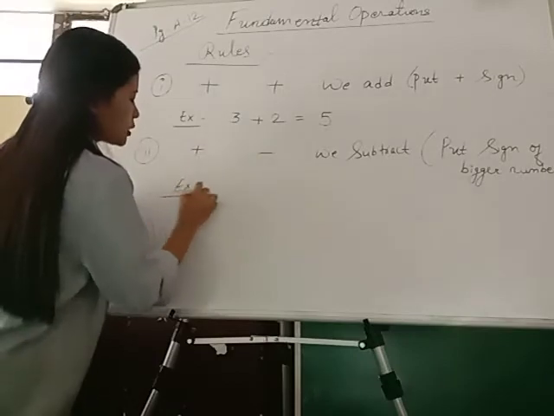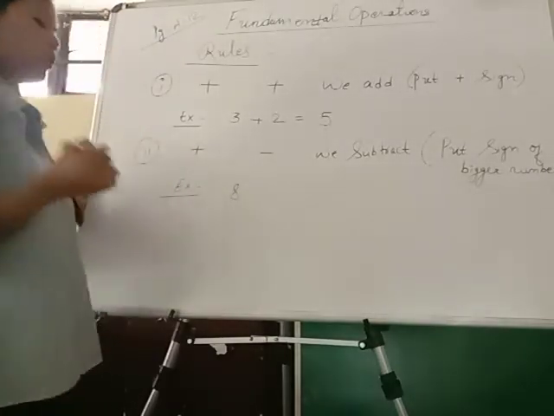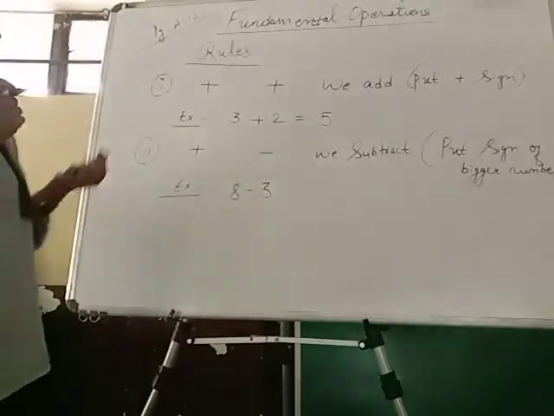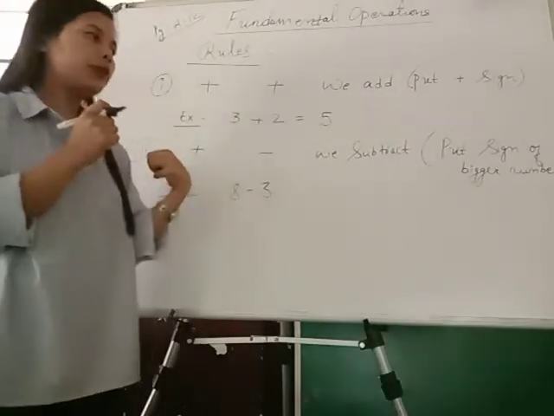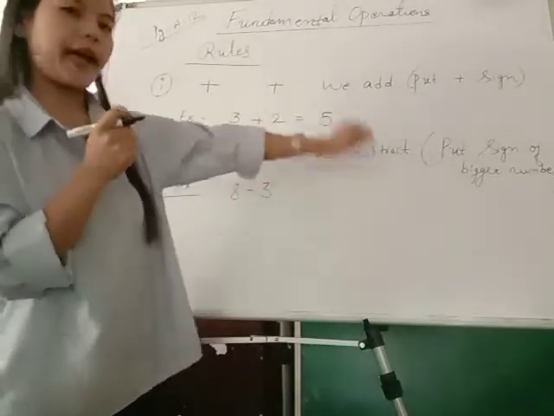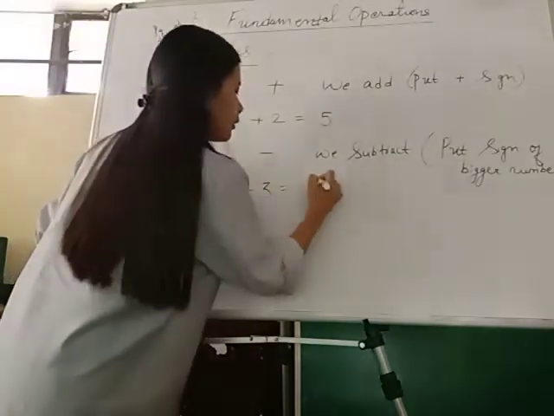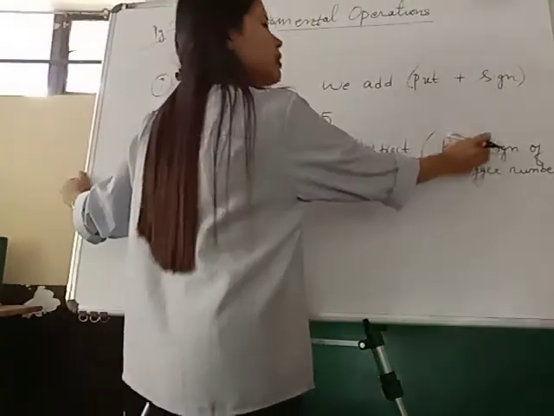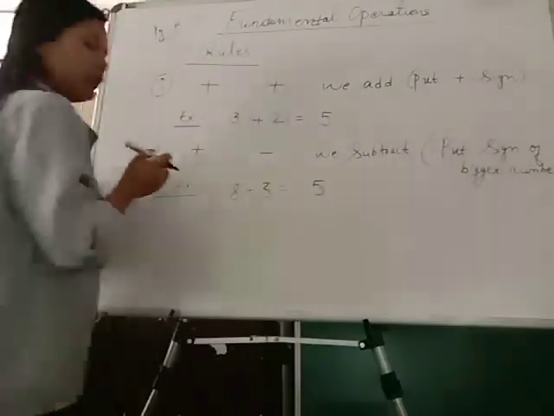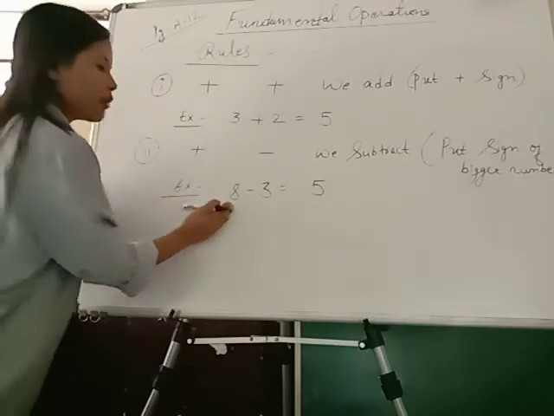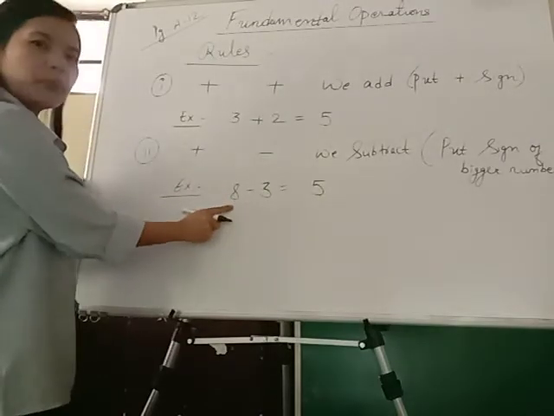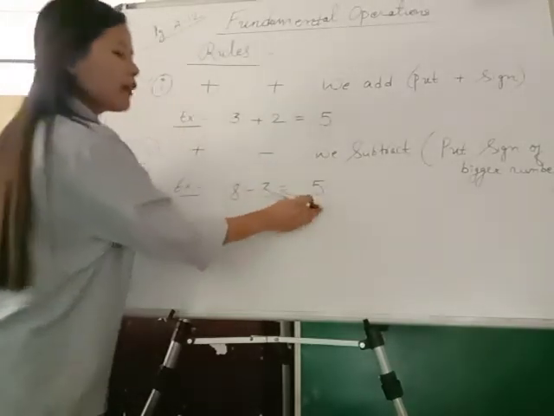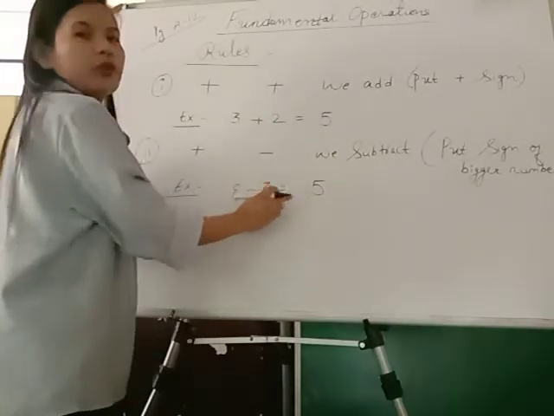I'll give you one example. Suppose I have 8, which is a positive number, and minus 3, which is a negative number. So this is a positive number and a negative number. So what do we do? We subtract. So let us subtract. We get 5. And put the sign of the bigger number. Out of 8 and 3, 8 is bigger. 8 has a positive sign. So we'll have positive 5 as our answer. We do not mention plus.